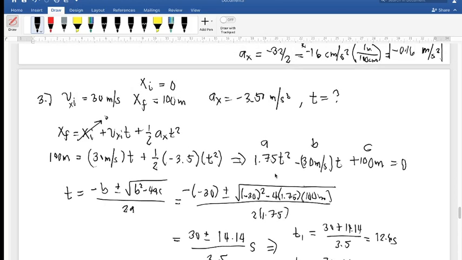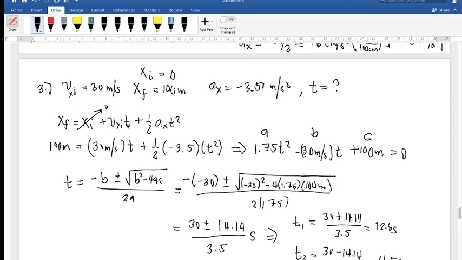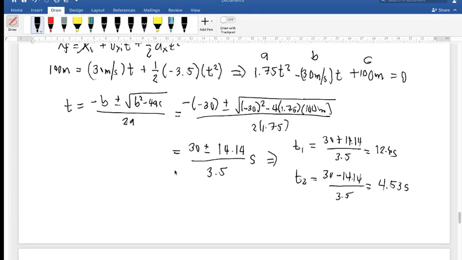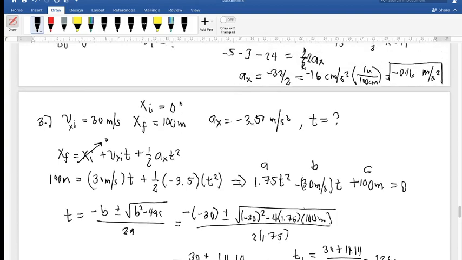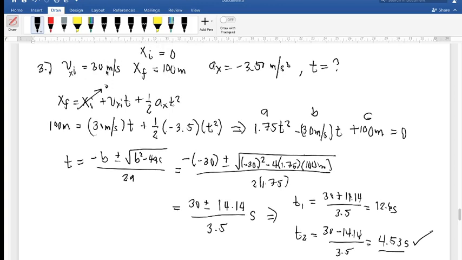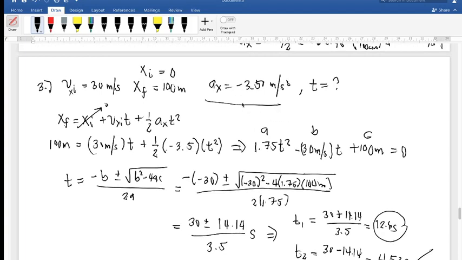Kasi we cannot have two times here if your object is moving, if you are only specifying only one object na nag-move. So actually the physically correct is the smallest time, kasi ito yung physical na correct. As you can see, may initial velocity siya na 30 meters per second. So mapupunta niya yung marker na 100 meters with the acceleration of negative 3.5 in just 4.53 seconds. So ano pala yung 12.6 seconds? So remember, yung boat or speedboat is actually slowing down at negative 3.5 meters per second squared.